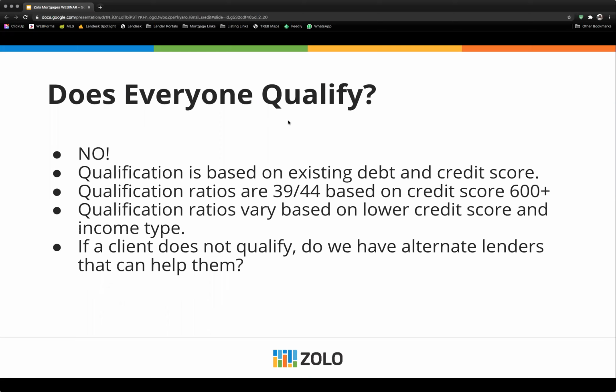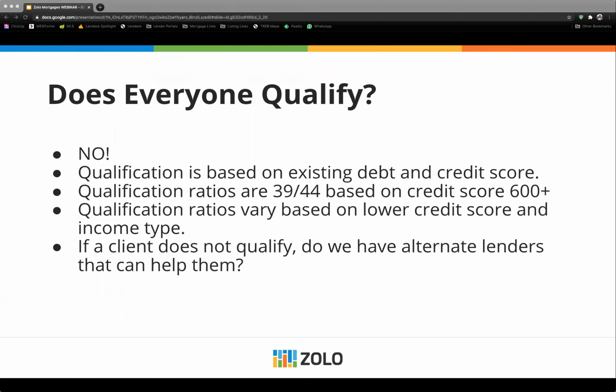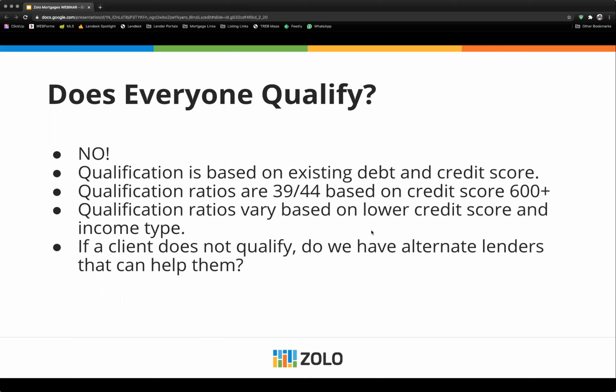It's really important for you to understand that when Zolo Mortgages is doing pre-approvals, we're pulling hard credit reports on these clients. So what that means is that we get a real idea of what the client's buying power is. The qualification ratios are hard at 39/44, and they're based on the client's credit score.